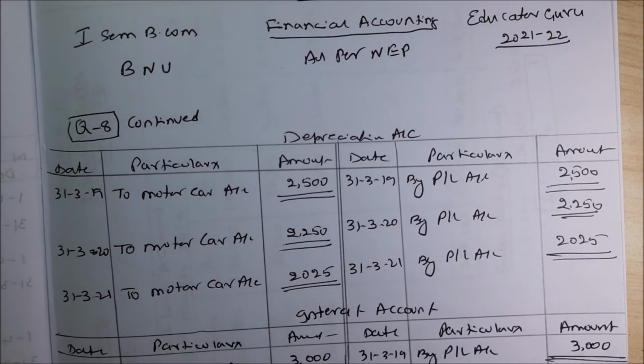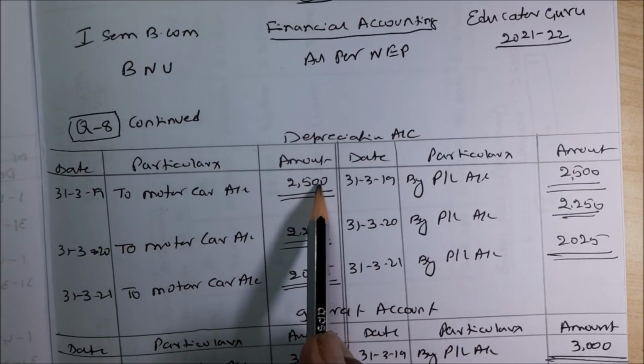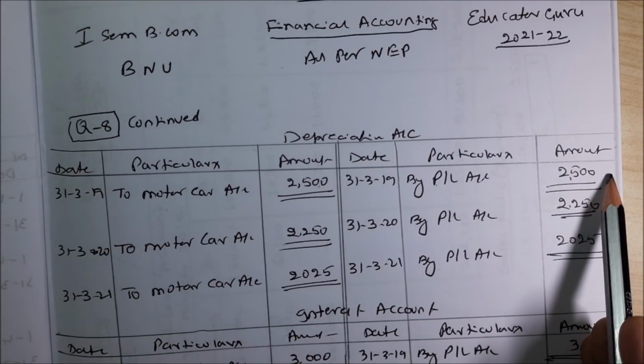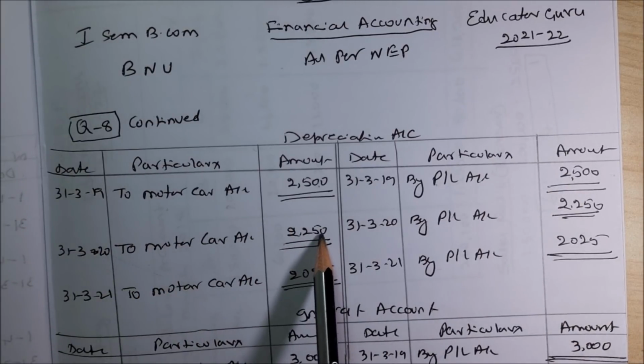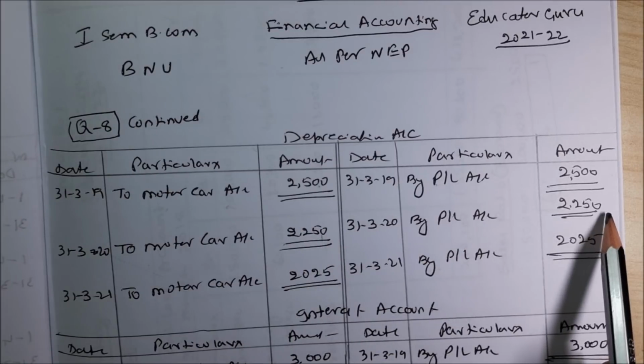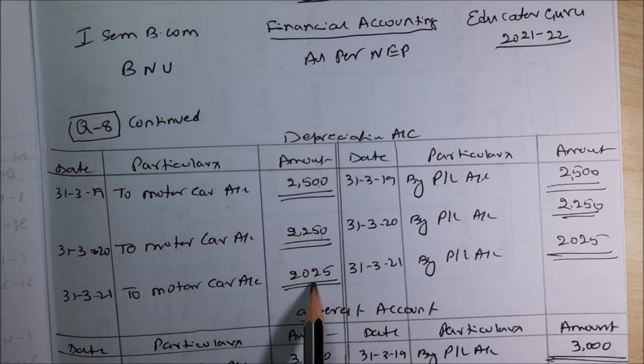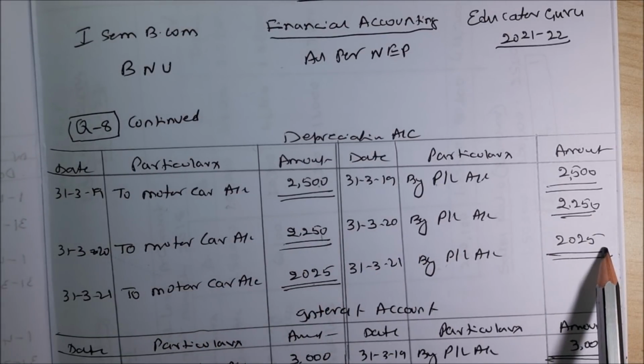How will it be closed? It will be transferred to profit and loss account. So depreciation account, motor car 2500 by profit and loss account 2500. This is first year depreciation. Second year depreciation, motor car 2250 by profit and loss account 2250. Then again third year 2025, then transfer 2025.